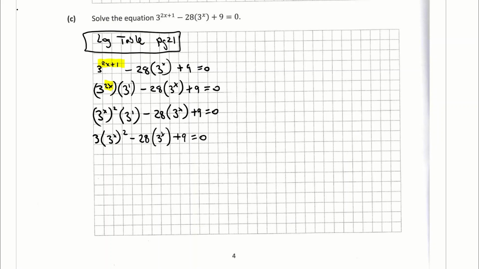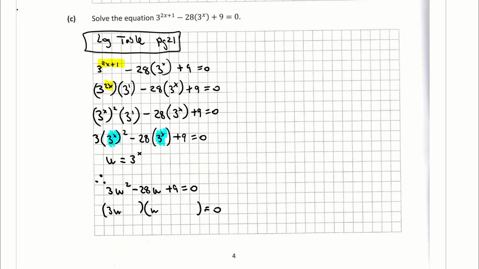Now what I'm focusing in on is this 3 to the power of x. And I'm going to use my u substitution. So I'm going to substitute in u everywhere I have a 3 to the power of x. So therefore, my new equation is going to go 3 times u squared minus 28 times 3 to the power of x, but that's now becoming a u, plus 9 is equal to 0. I'm going to solve this quadratic now. Again, you can use your minus b formula if you wish.